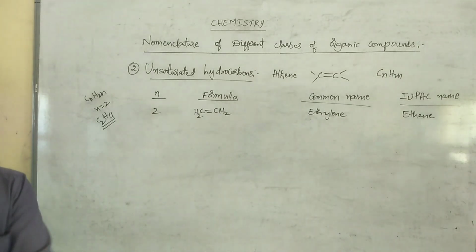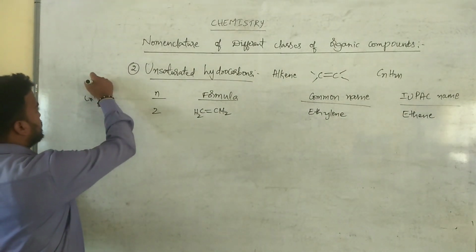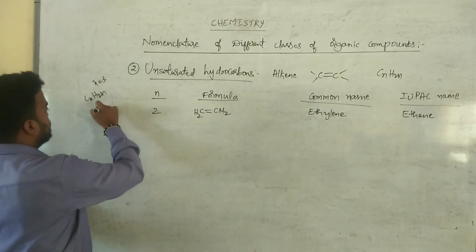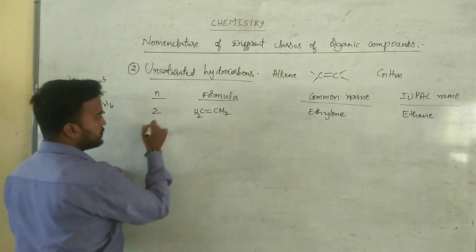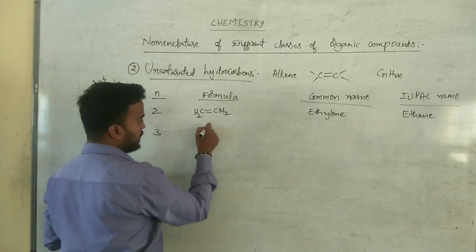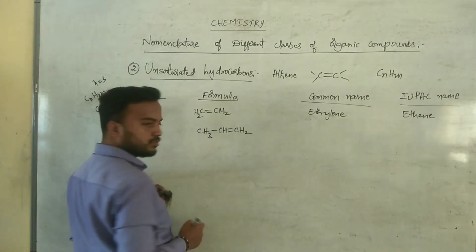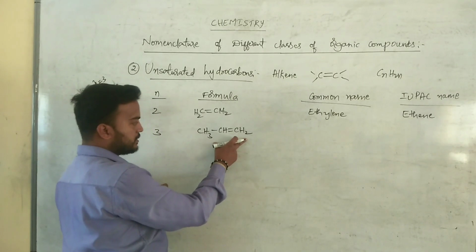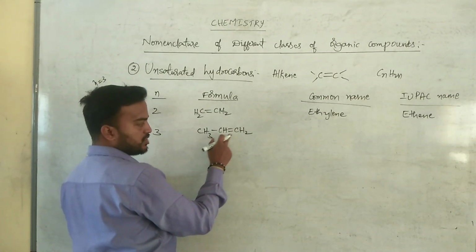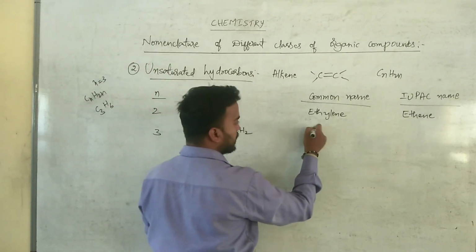Next I will put n is equal to 3. So C3, 3 twos are 6, H6. CH3, CH double bond CH2. The number of carbon atoms is 3 and hydrogens 6. CH3, CH double bond CH2. So what is the common name? Propylene.